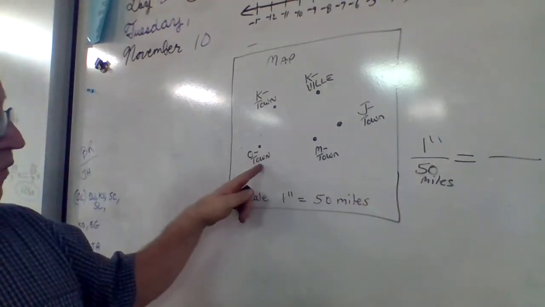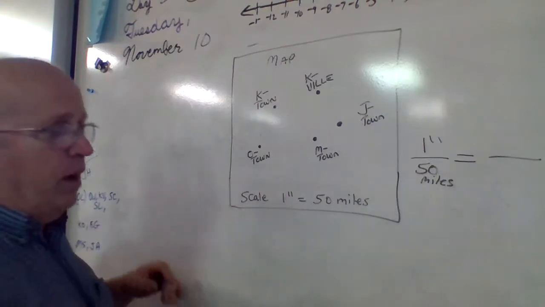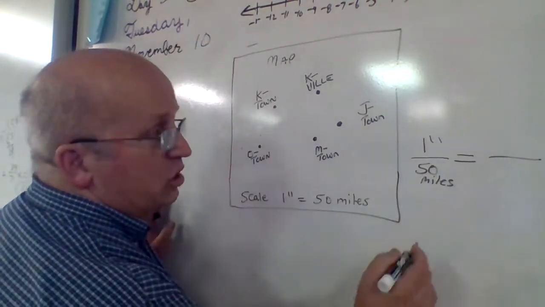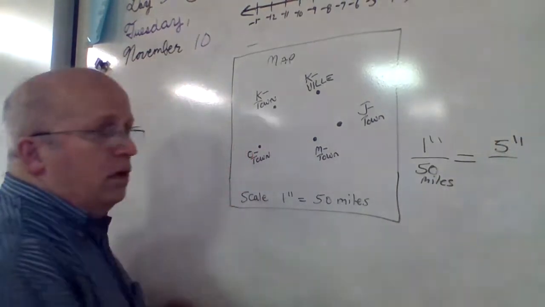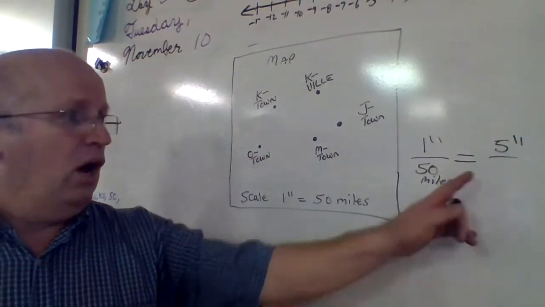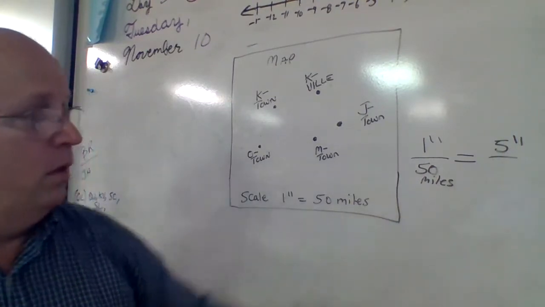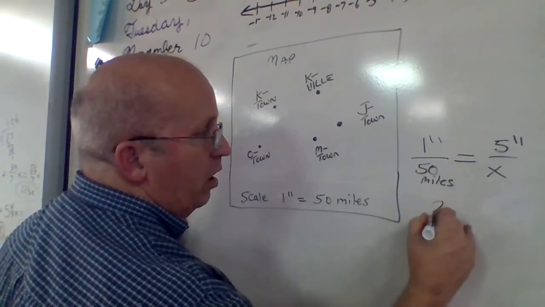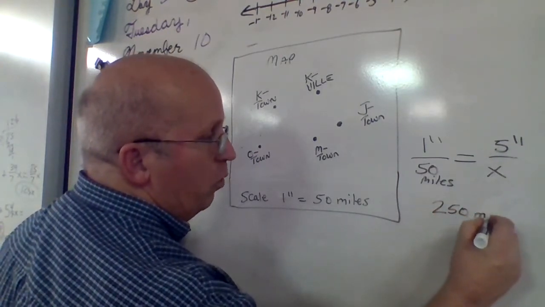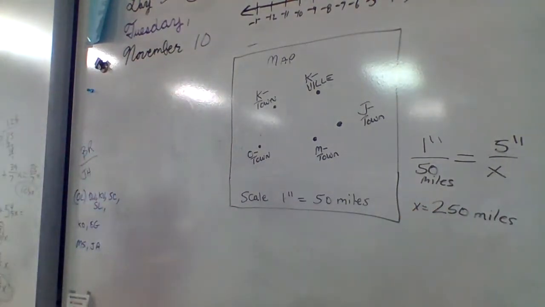Now, we know that from Owentown to Maxtown on the map is 5 inches. So I'm going to put that 5 inches right here. Do you think you can figure out how far in real life it is? Should be pretty easy. If you said that Maxtown and Owentown are 250 miles away, you are right. X in this case equals 250.